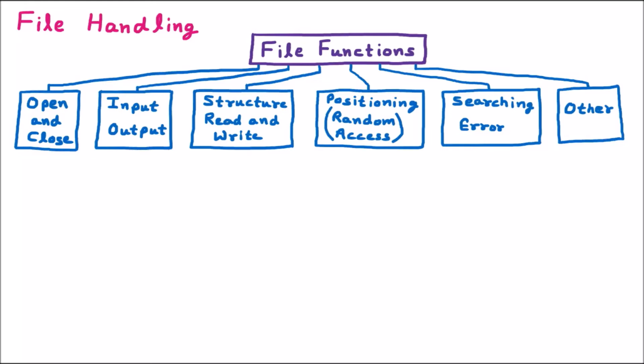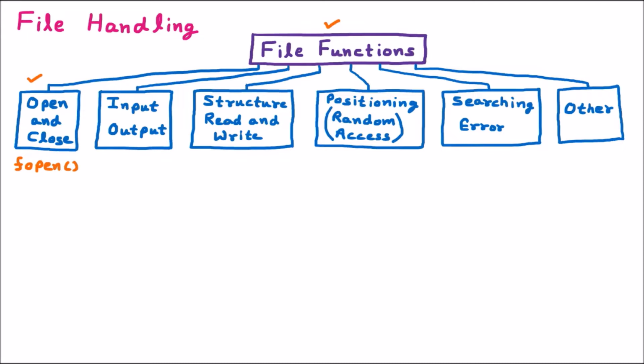Okay everyone, so now we are learning the file functions. To handle the file, there are various functions which are divided into various categories. The first category is open and close. For opening and closing the file, we have some functions. The first function is fopen. This function is used for opening the file.